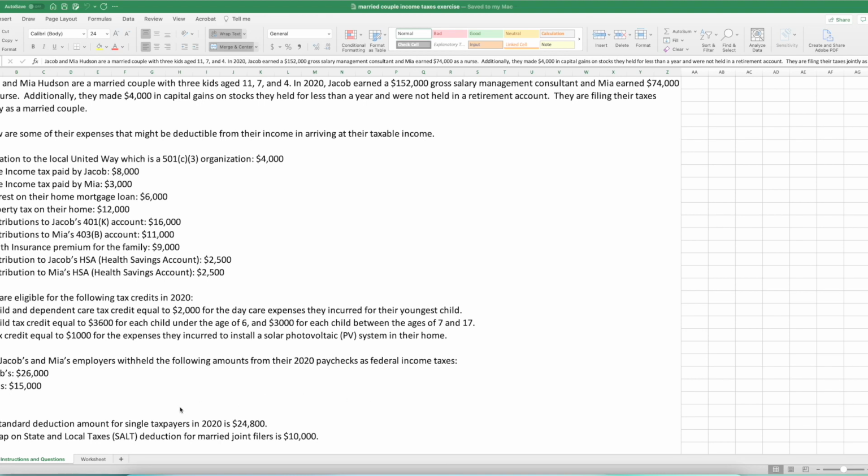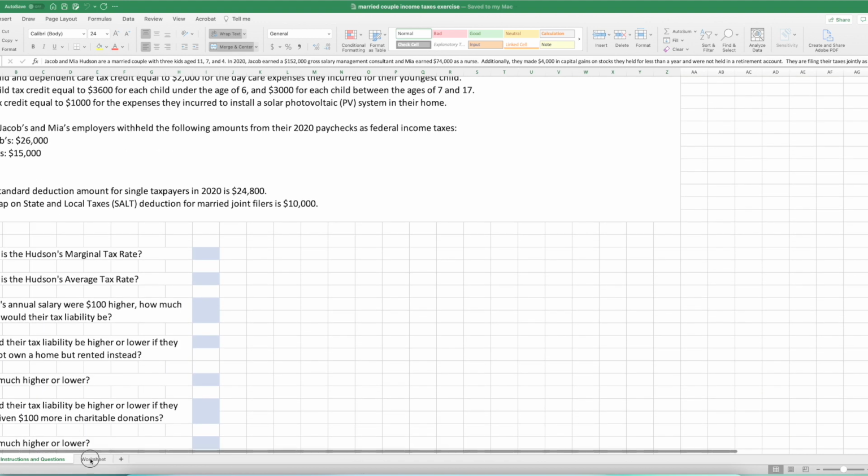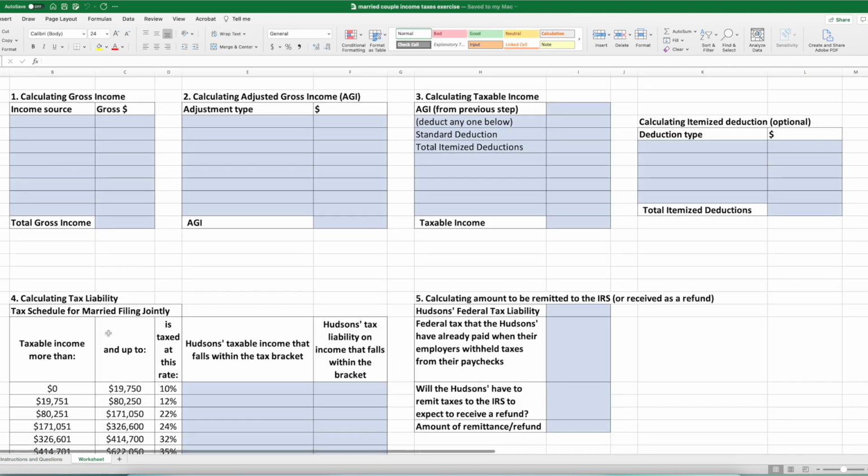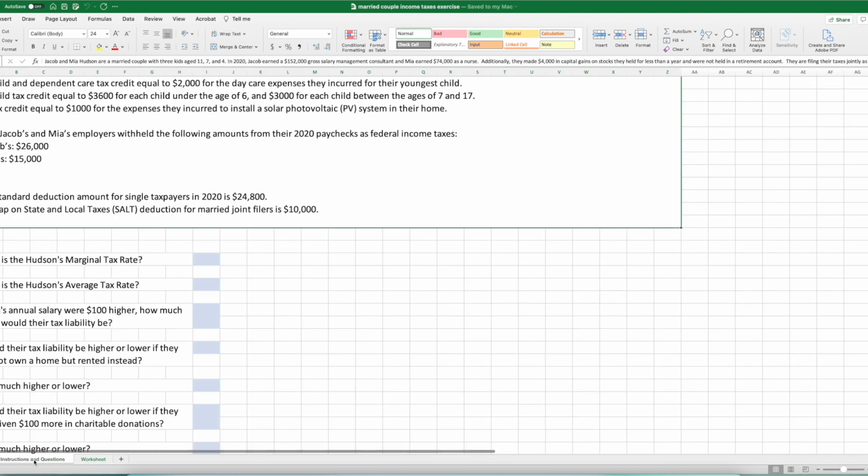Hi. So the file that I'm using for this exercise is linked in the description below. So you might want to open it and work along to follow. The file has two worksheets. The first one contains instructions and questions, and the second one contains the worksheets that we are going to be using.